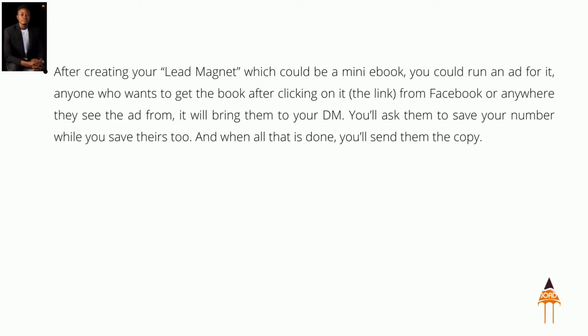Now, after creating your lead magnet, which could be a mini ebook, you could run an ad for it. So anyone who wants to get the book, after clicking on the link from Facebook or anywhere they see the ad, it will bring them straight to your DM. Now you ask them to save your number while you save theirs. And then when all that is done, you send them the copy or you direct them to where they will download it. But you make sure that you are not just directing them up and down, okay?